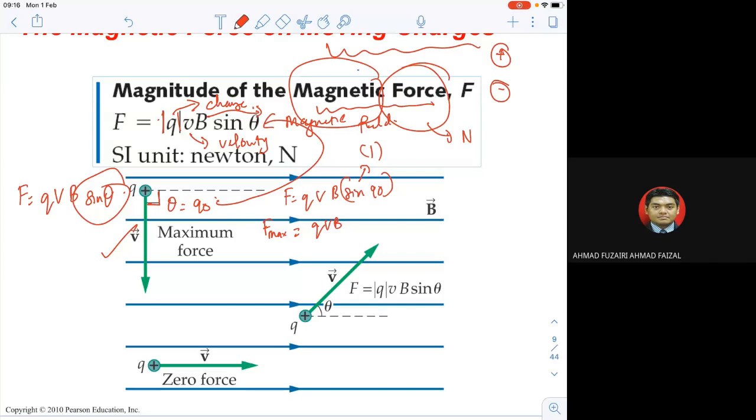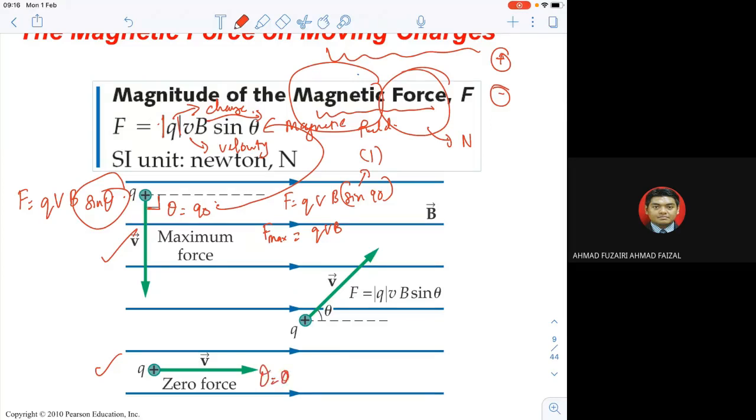So what happens if we have a second situation where the velocity and the magnetic field are parallel? Theta here will be 0. So when theta is 0, F equals QVB sine 0. Sine 0 is what? 0. So if it is 0, then your force should be 0. This is the zero force.